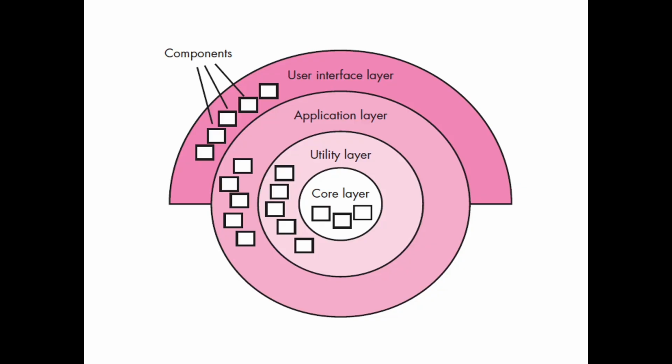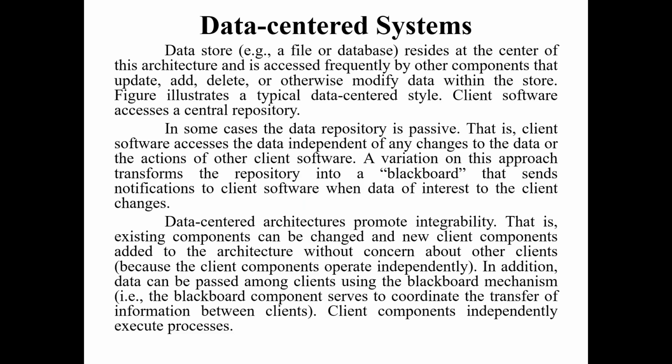It transforms data from the user interface layer to the core layer through the intermediary forms. And the next one is data centered system. Data, which means a file or a database store, resides at the center of this architecture and is accessed frequently by other components that update, delete, add, or otherwise modify data within the store.